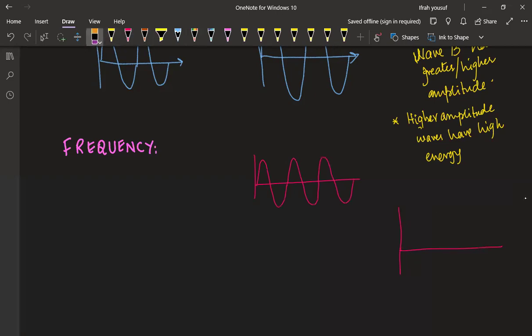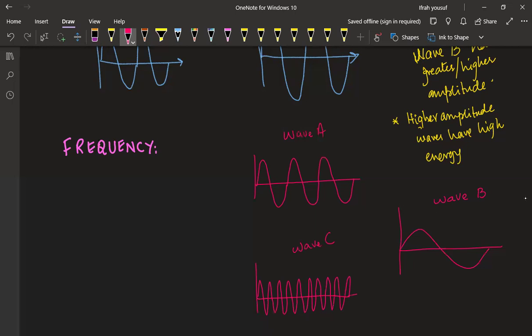This is your wave B, this is your wave A, this is your wave B, and this is your wave C. Waves A, B, and C. So now tell me, are you able to differentiate in these given waveforms?